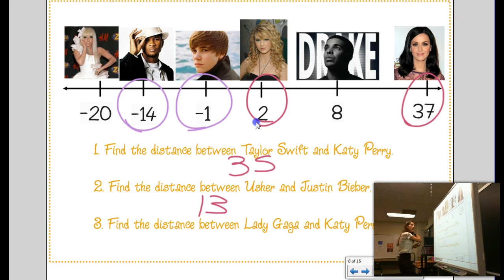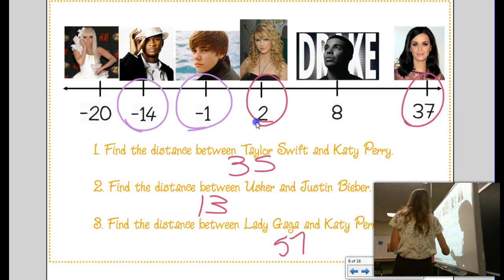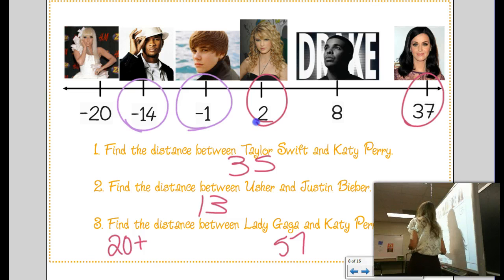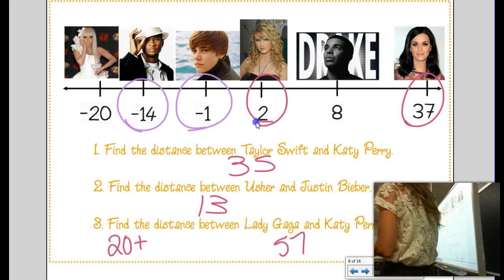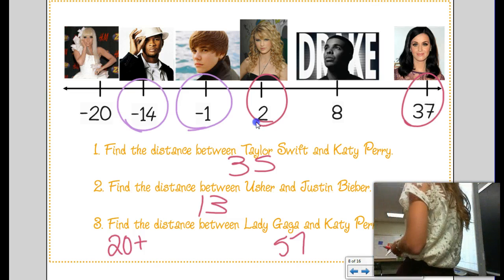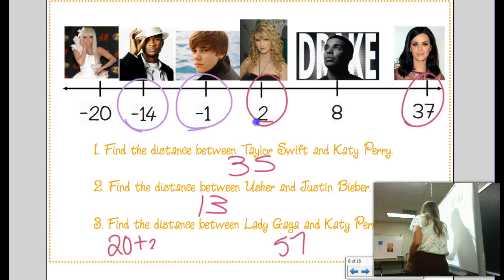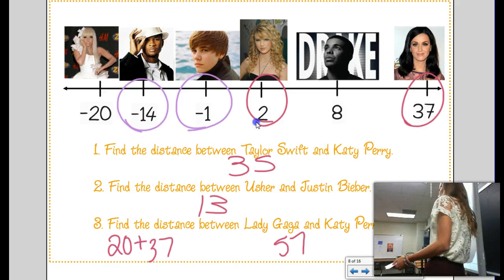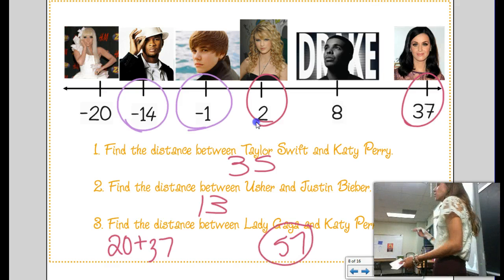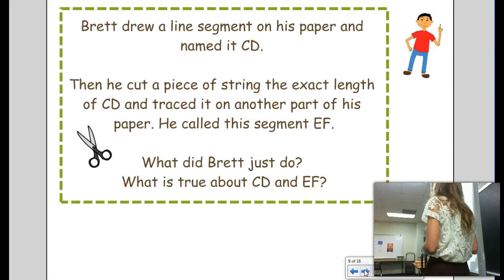Well, let's do it this way. How far away is negative 20 from 0? 20 away. Because finding the distance from 0 is easy. How far away is 37 from 0? 37 away. So just add them together. 20 away, 37 away, 57. Or you can subtract and take the absolute value. It's up to you which one you like better.